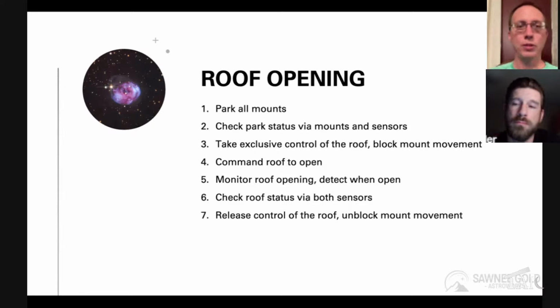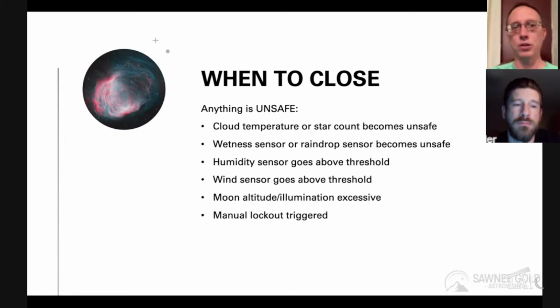To open the roof, make sure all the mounts are parked, park them if they're not, check all of the park statuses a second time, take control of the roof, block movement of the mounts, open the roof, monitor the opening, detect when it's all the way open, make sure via both roof sensors that it is open, and then release control of the roof and unblock the mount movement. Pretty simple, really. Make sure that everything is done with the roof before you start moving the mounts is essentially the thing. So when you close, it's the reverse. If any one thing is unsafe, any of those sensors is not in a safe condition, then you close.